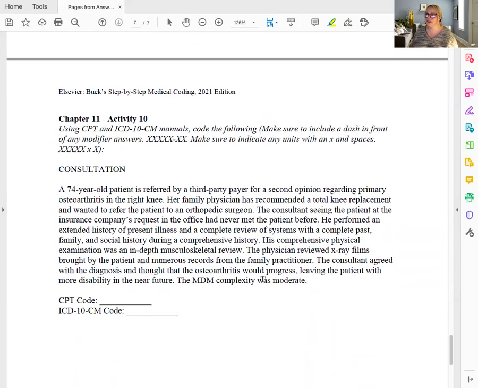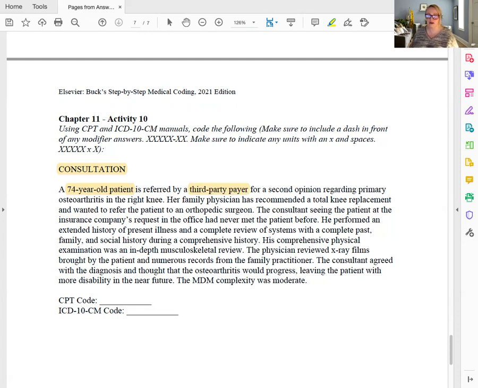Our last one here for activity number 10, chapter 11, is identified first as a consultation. The first thing I notice is that it's a consultation and that he's a 74-year-old patient, which means he most likely is covered under Medicare. Keep in mind, Medicare does not allow us to bill consultations, which is a billing guideline, not a coding guideline. However, he's referred by a third-party payer for a second opinion regarding his primary osteoarthritis.